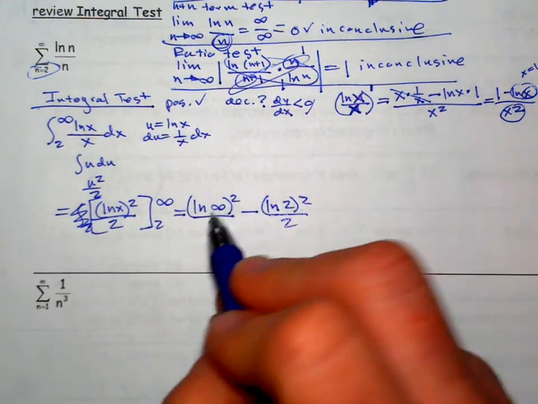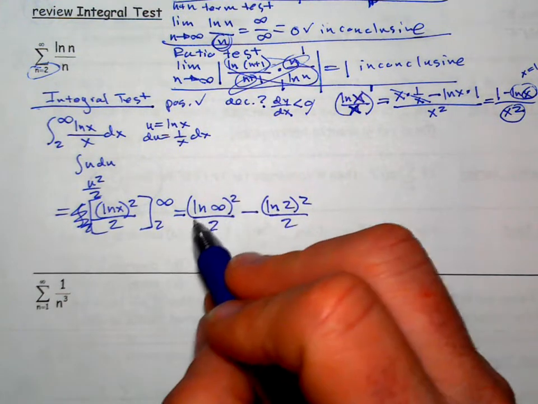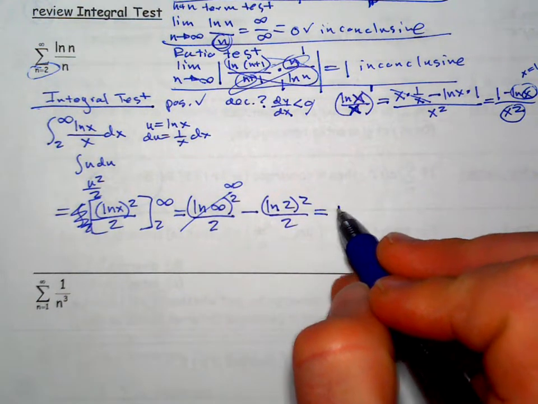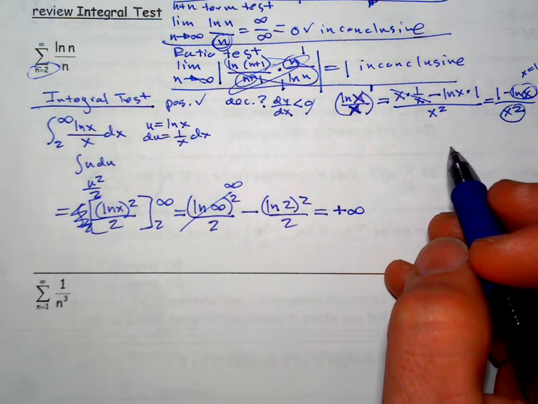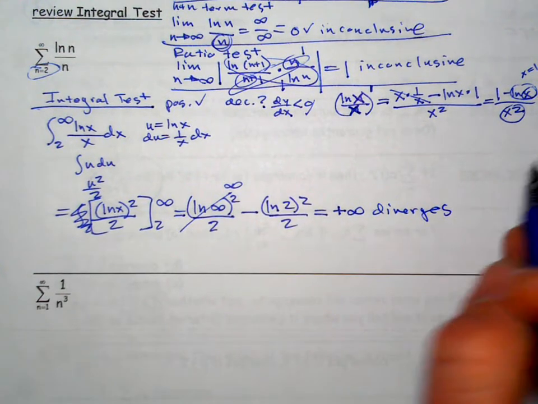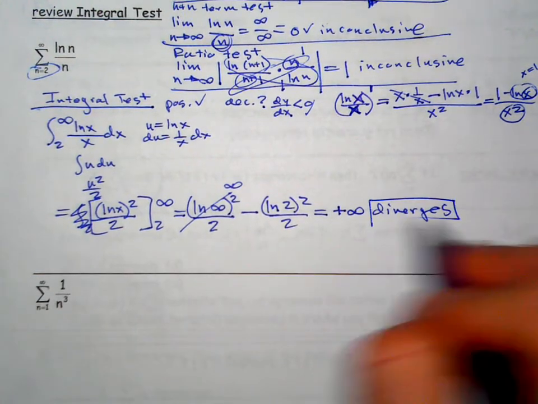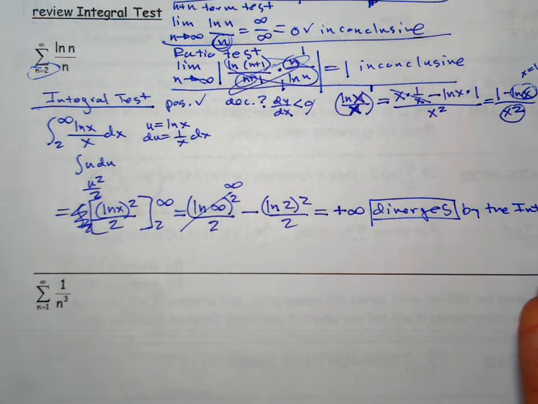Now, natural log of infinity, well, that just keeps getting bigger and bigger, squared. I mean, this is going to blow up. This is going to a nice number, but this whole thing is going to blow up. And so this diverges. And that means that the original series that we're comparing this to also diverges by the integral test. And that's probably your best bet on that one.